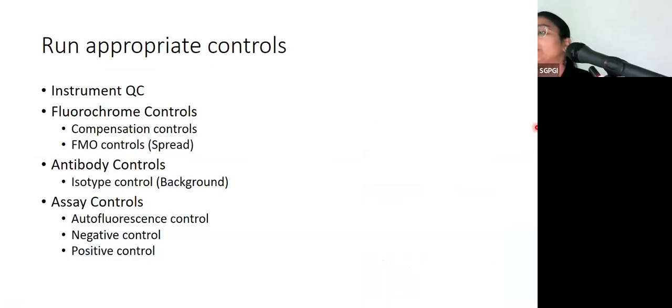In addition to that, once you've designed your panel and ordered your reagents, as a single practice, one go in the beginning, it is good to do FMO controls. FMO controls will account for spread, fluorescence minus one. So basically, if you have 6 markers, add 5, remove 1. Then make the next tube, add the other 5, remove 1. So if you have 6 colors, you have to make 6 tubes for fluorescence minus one.